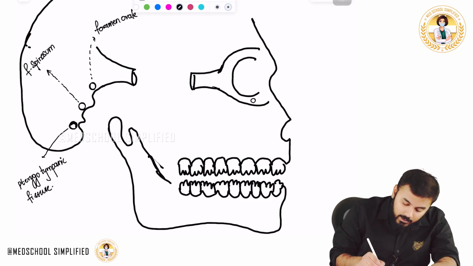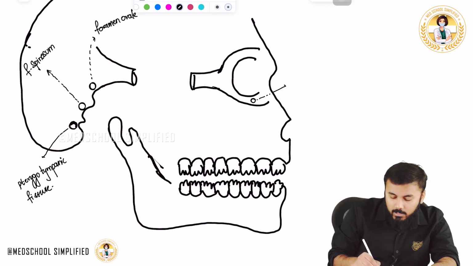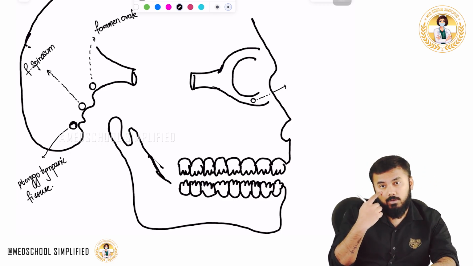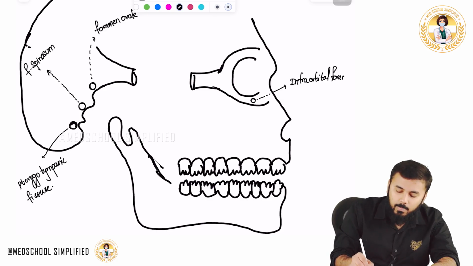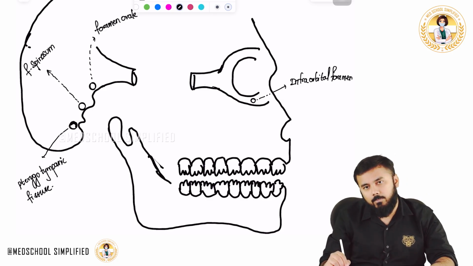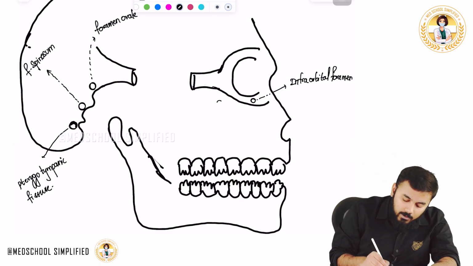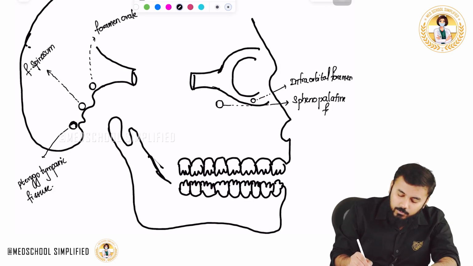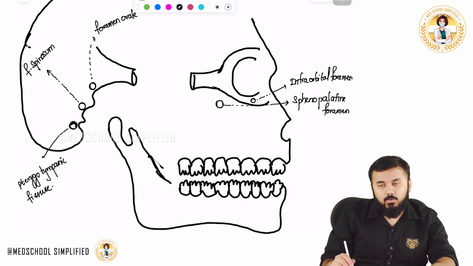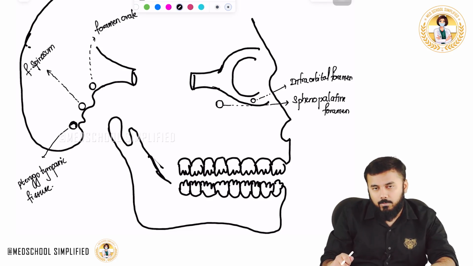Next, you see an opening in the lower part of your eyeball here. Anything which is lower is called infra. This is called the infraorbital foramen. Next, after this infraorbital foramen, exactly here there is one more foramen, and this foramen is called your spinopalatine foramen. So what are the two foramens? One is the infraorbital foramen, and this one over here is your spinopalatine foramen.